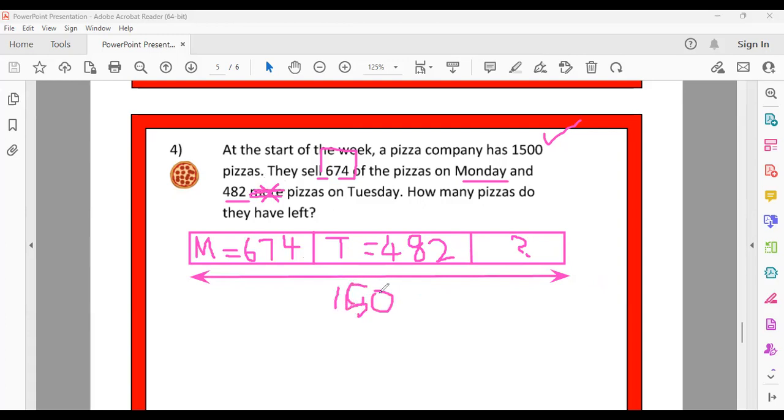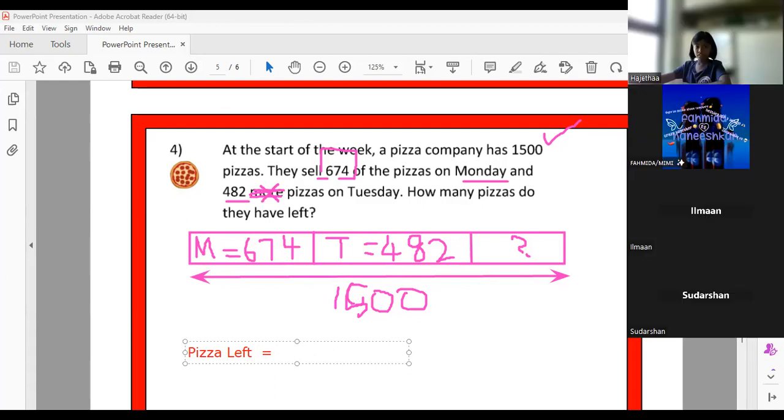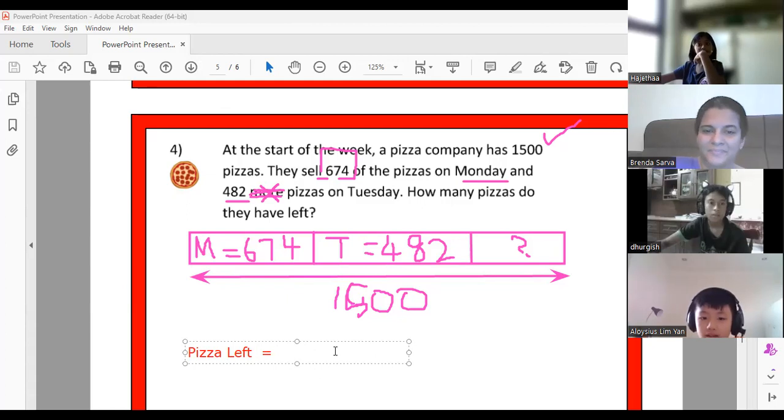1,500 pizzas. So the number sentence is going to be, can I have Sudarshan? Tell me what the number sentence looks like. Start with left, or you can say pizzas left. 674. Yes, go ahead. 674 minus 482. Why do I minus? Okay, so we need to plus it. Huh? Why minus? Oh, wait. Minus and plus is the same way.